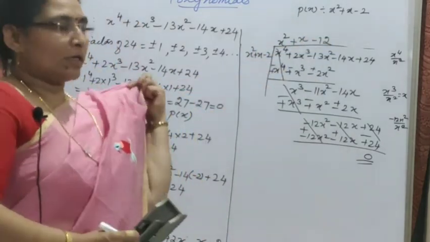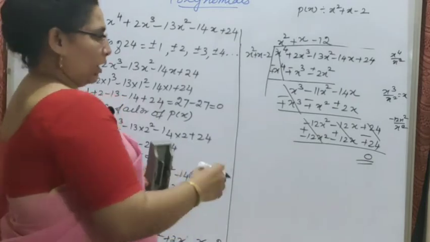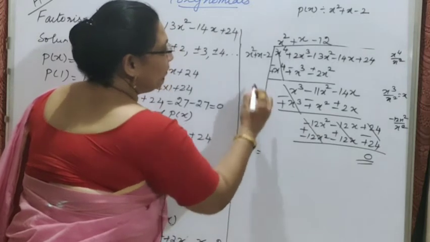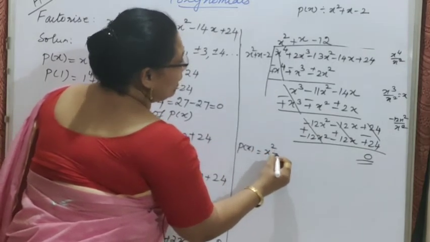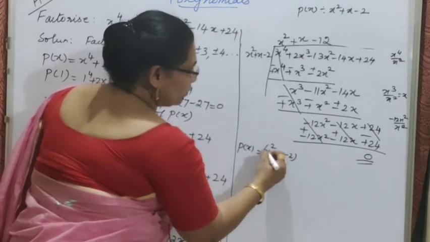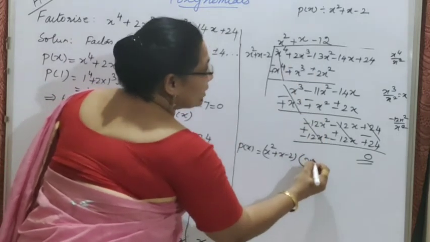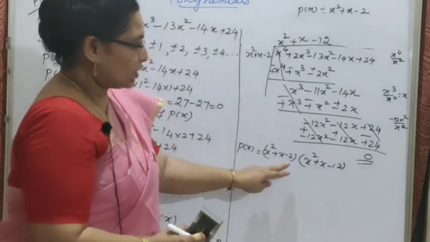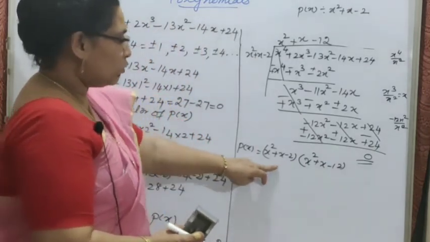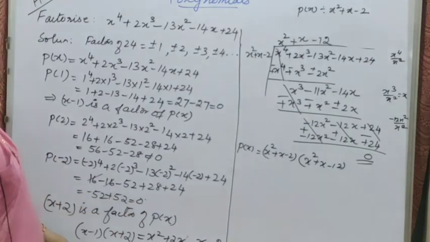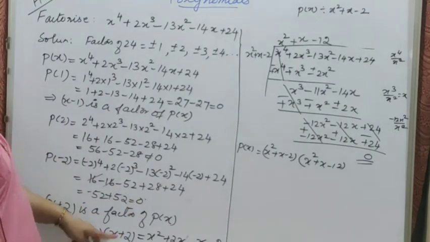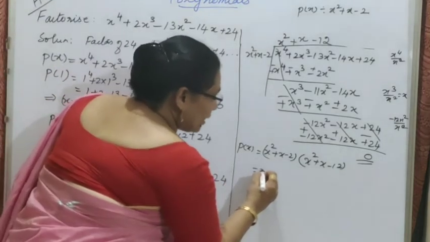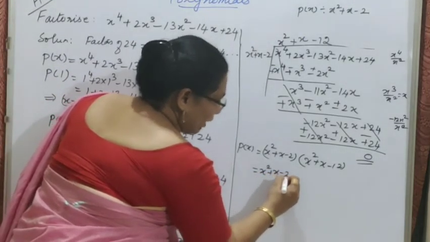If it is a factor, the remainder is equal to 0 only. Now what is the third step? P of x is equal to the divisor, that is x square plus x minus 2, again the quotient x square plus x minus 12, remainder is 0 only. G of x into quotient. Now these two factors you already know, the product there is x minus 1 into x plus 2. So in the last step we will write that, x square plus x minus 2, we will continue.